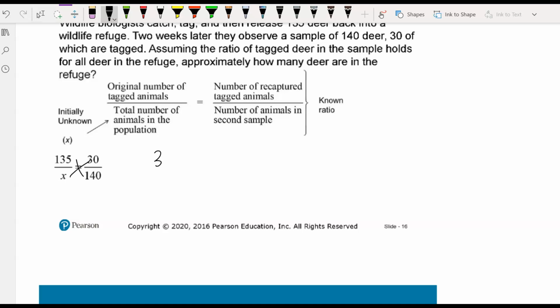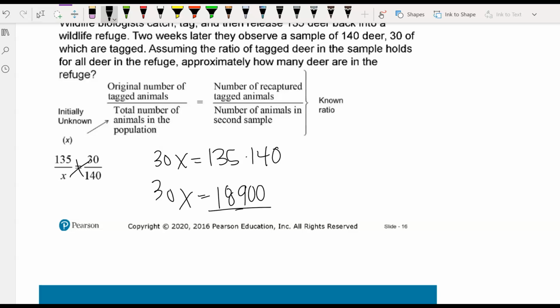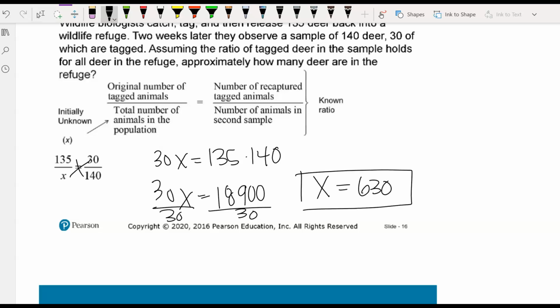So we cross multiply, so 30 times x equals 135 times 140. So you get 30x equals 18,900. Then you divide by 30 and you get x equals 630. That would be the approximate number of deer in the refuge.